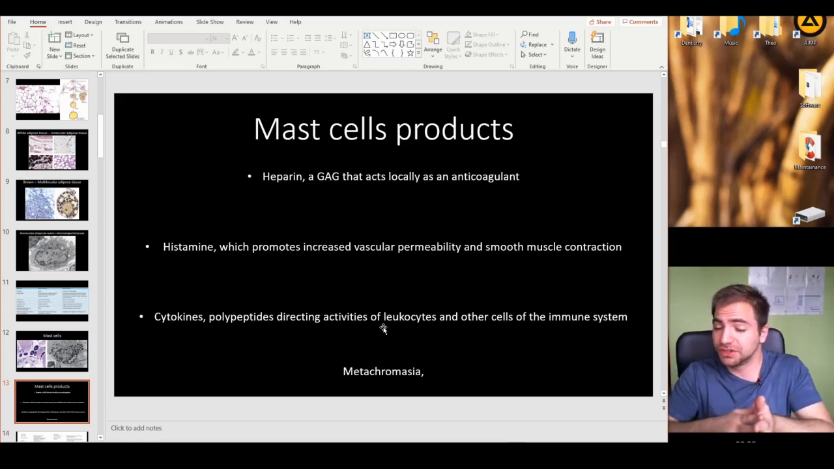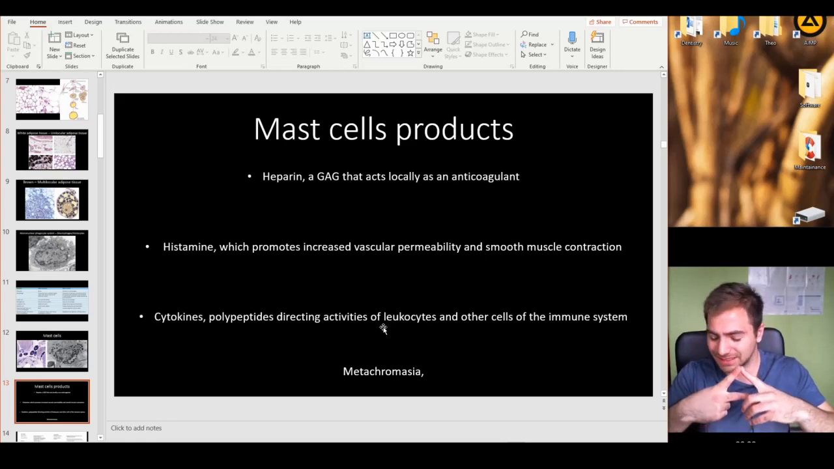And the second and very important feature is histamine. We have the production of histamine by mast cells. What is histamine? Histamine is a specific molecule that induces two very important functions. First off, it increases vascular permeability, and the second is smooth muscle contraction.